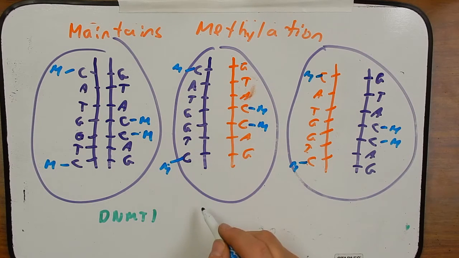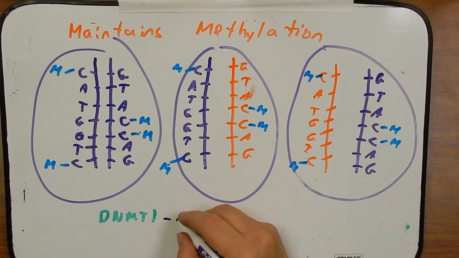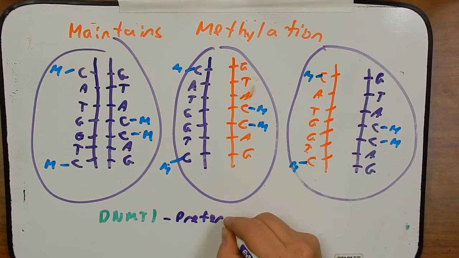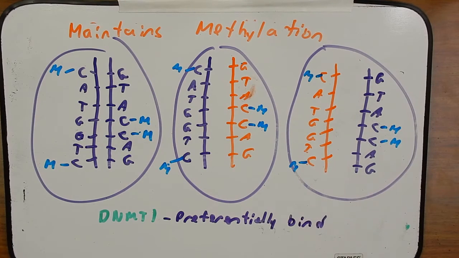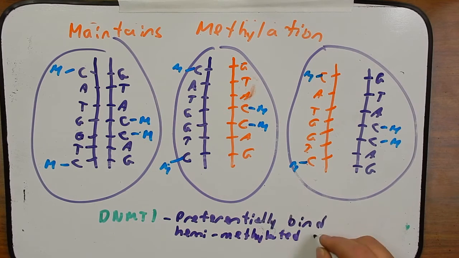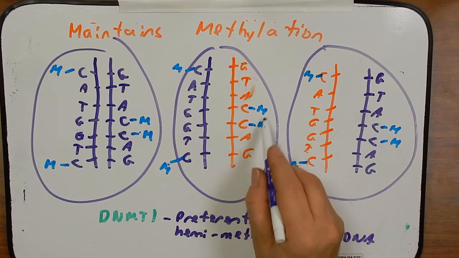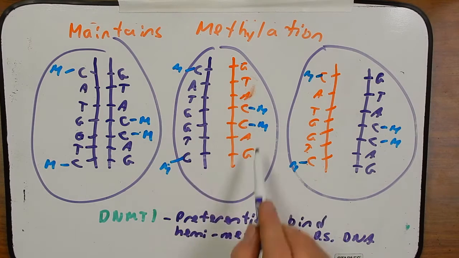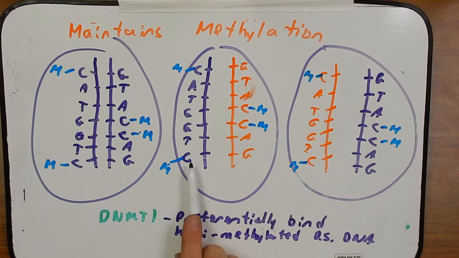Now, how does DNMT1 do this and the other DNMTs don't? Well, DNMT1 has the feature of being able to preferentially bind hemimethylated double-stranded DNA. So before I drew these new methyl groups here, it prefers to bind DNA like this that only has methyl groups on one side of it. DNMT3A and 3B prefers to bind DNA that has no methyl groups on it.